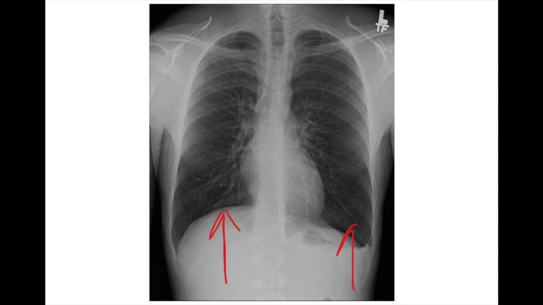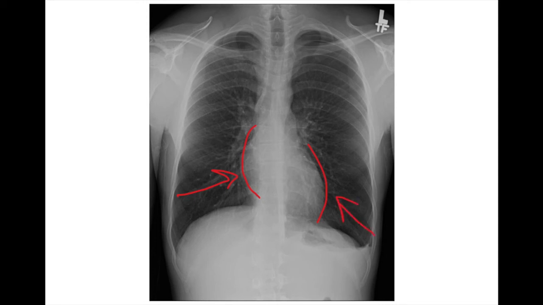The right hemidiaphragm is slightly elevated compared to the left, which is normal. There's a small amount of fluid in the left costophrenic angle. There's no deep sulcus sign. The gastric bubble lies inferior to the left hemidiaphragm. E is the edge of the heart, which is not obscured on the right or left. There is no soft tissue abnormalities. There's no air surrounding the heart.